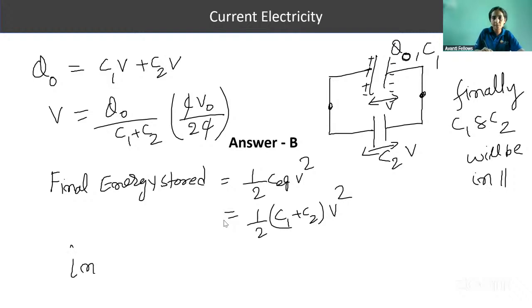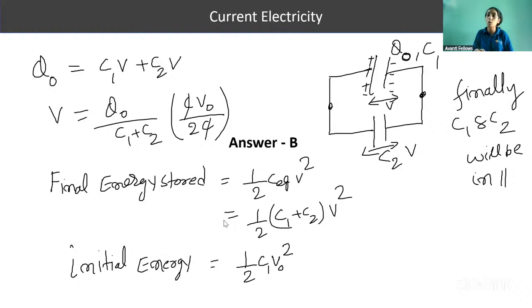What was the initial energy of the system? Initially only the first capacitor was charged. So if you write the initial energy, that was equal to half C1 into the initial potential difference between the C1 plates, that is V naught, squared.